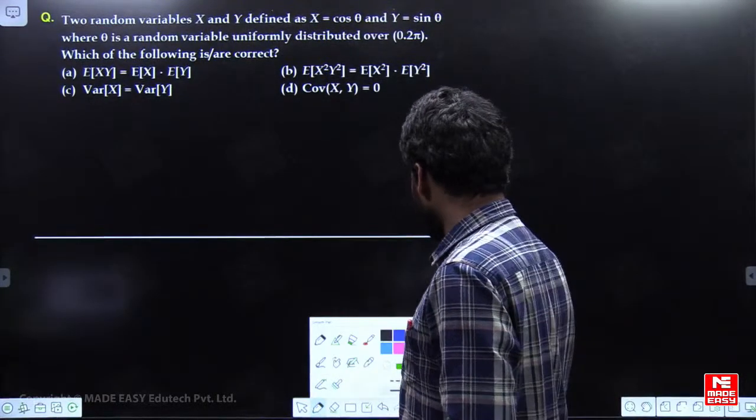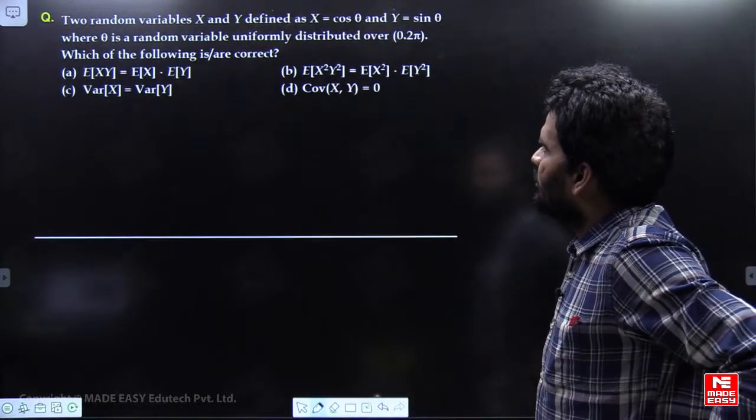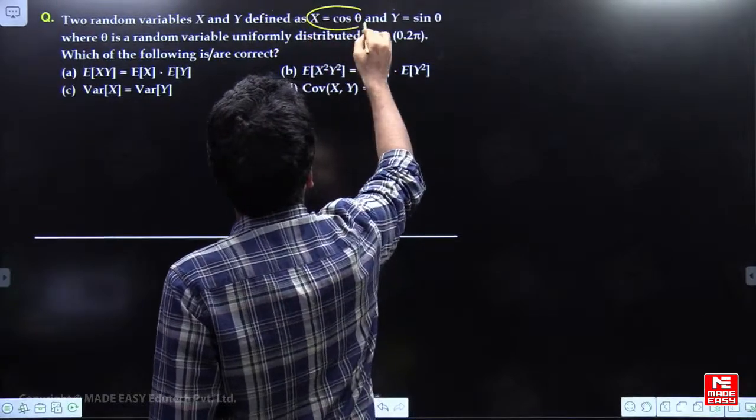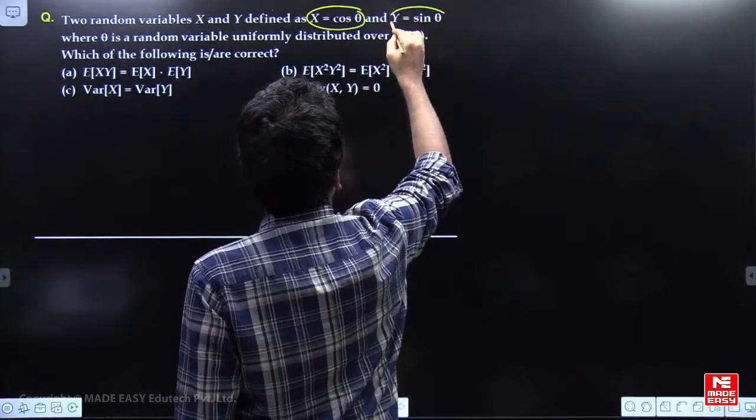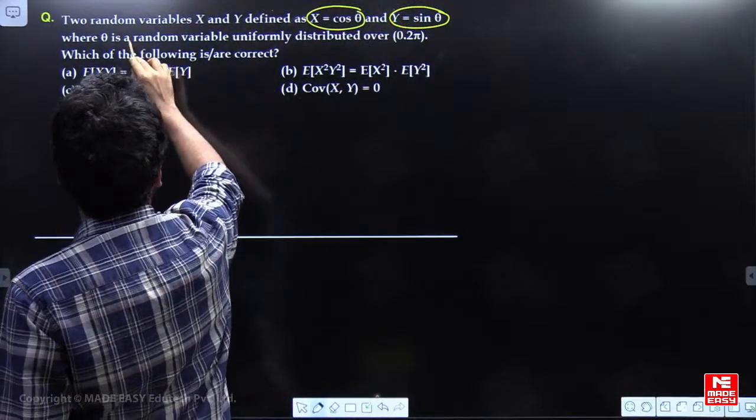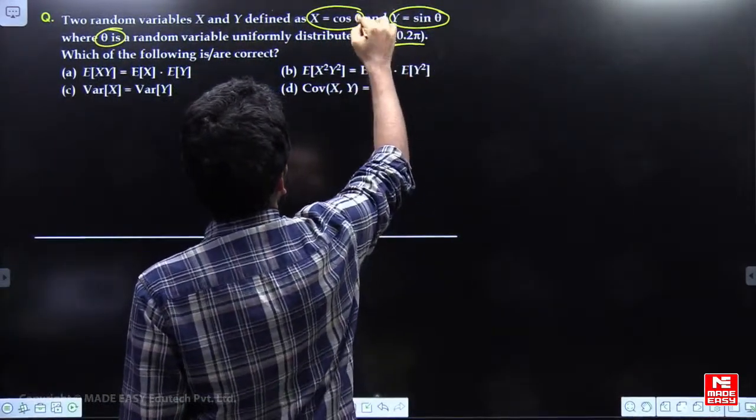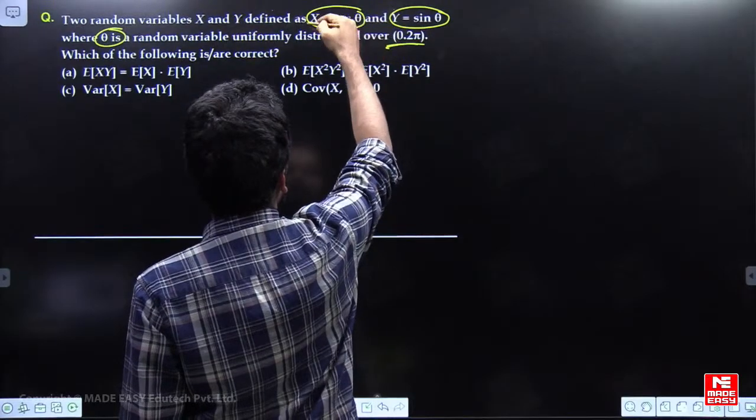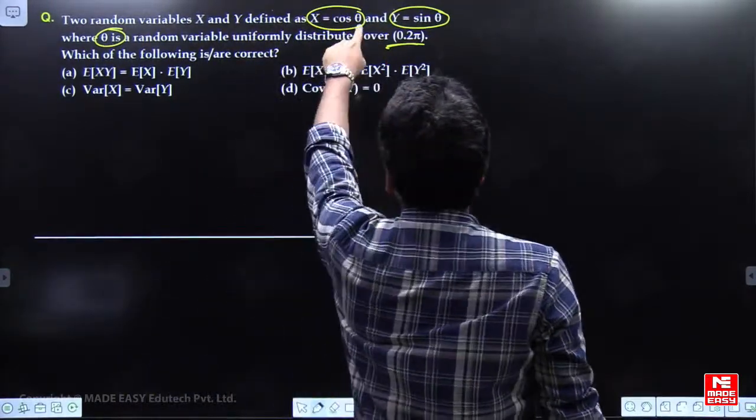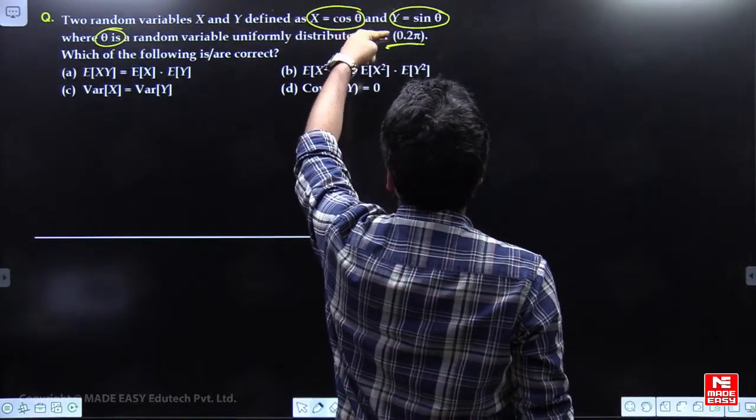If you see this question, two random variables x and y are defined like this. X is cos theta, y is sin theta, where theta is a random variable uniformly distributed. Theta is the random variable. Theta can be any value between 0 and 2 pi.